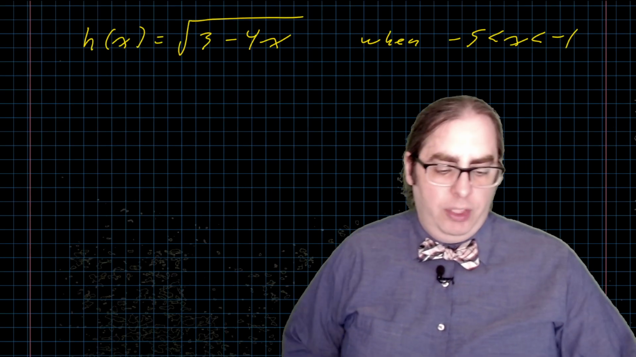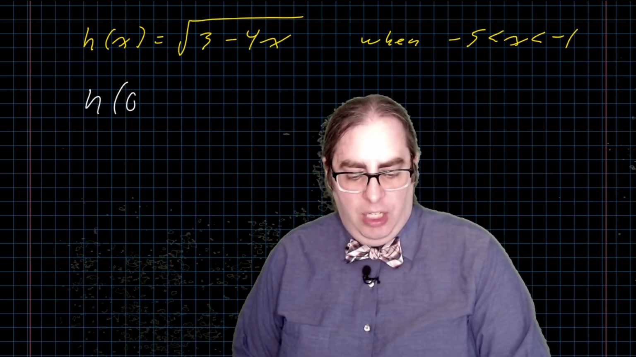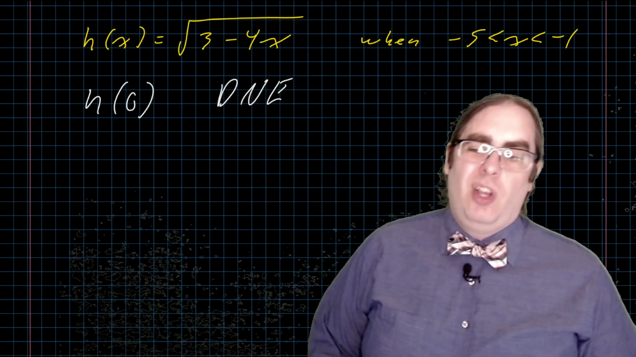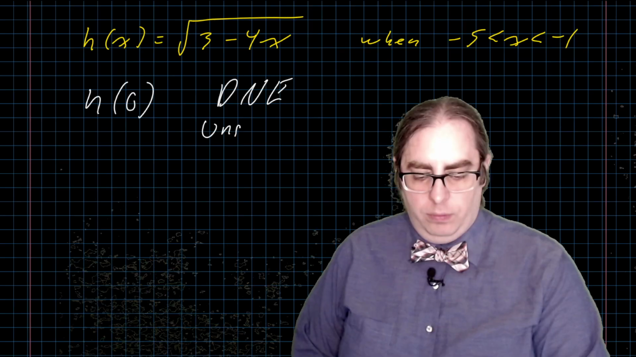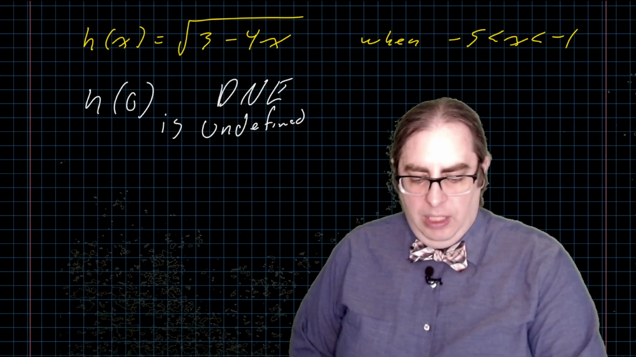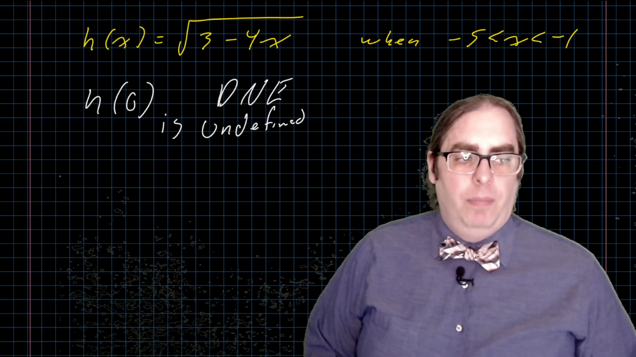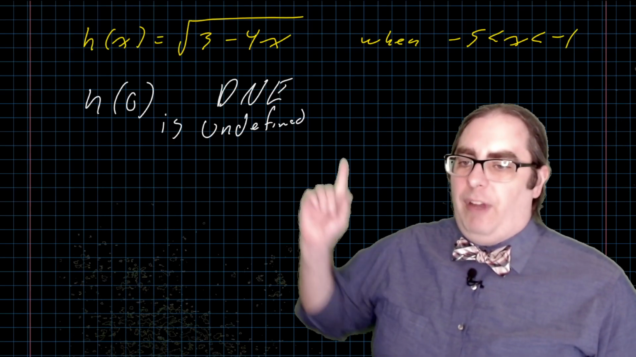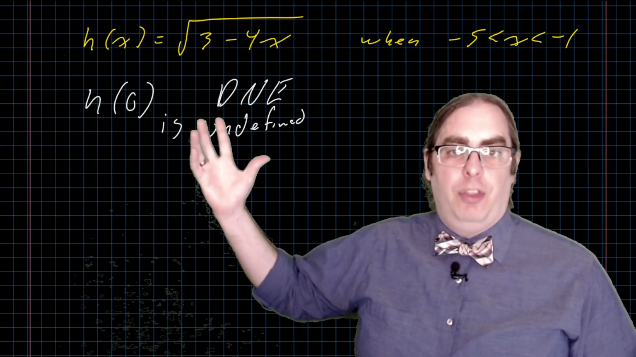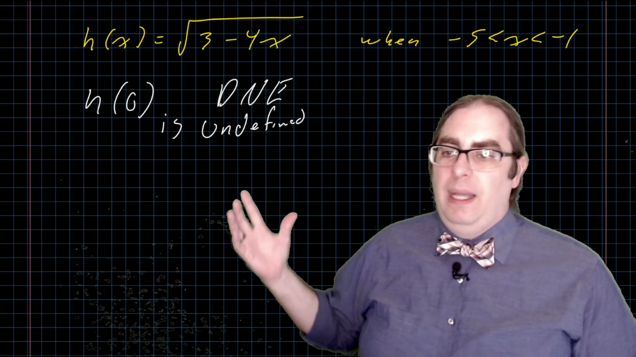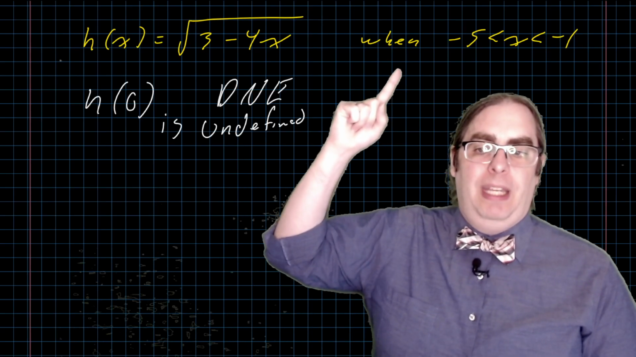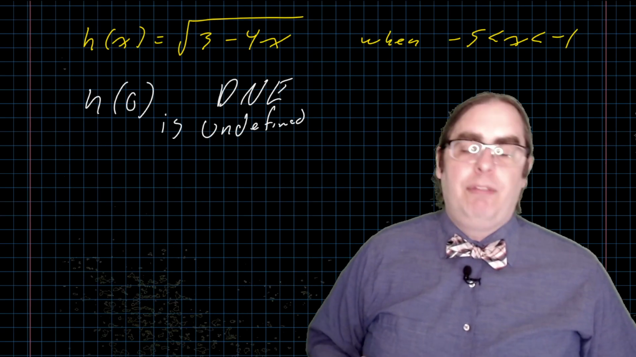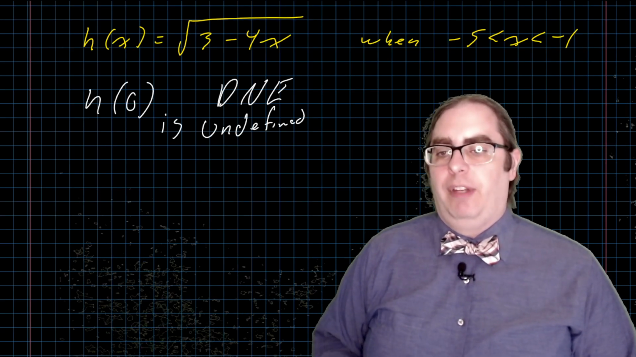So if I try to evaluate, say, h of 0, well, that does not exist, DNE, or perhaps is undefined. The language there, again, there are technical details that I don't want to get into. H of 0, right? If I plug x equals 0 into this expression, I get out the square root of 3, which is a real number. But that is completely irrelevant because the domain tells me I can only put in numbers between -5 and -1. We have to obey all of the rules when we're given a function.